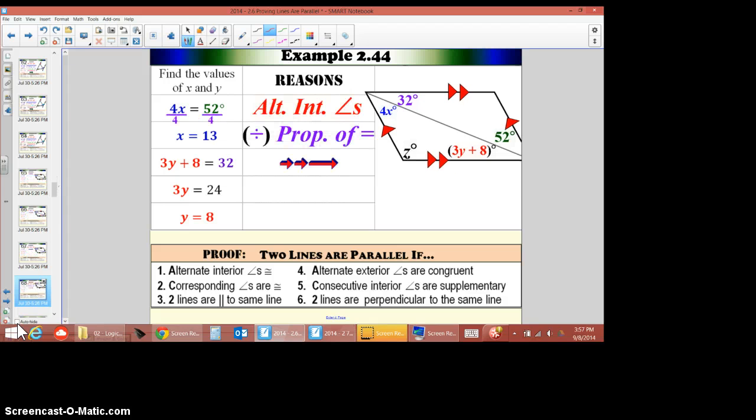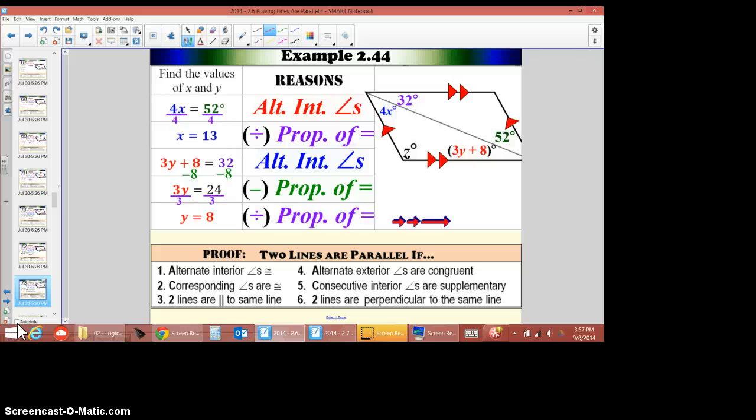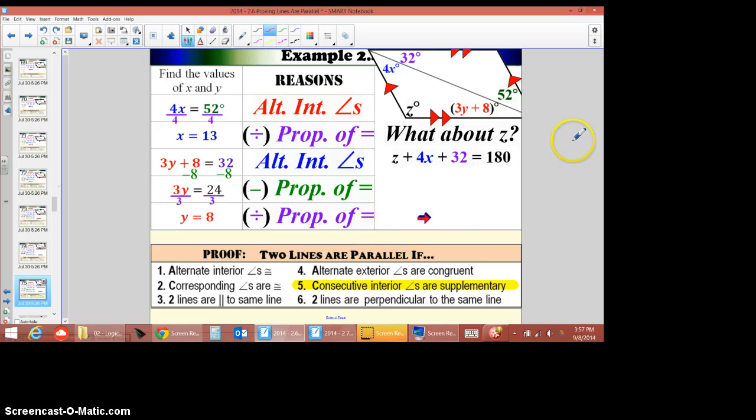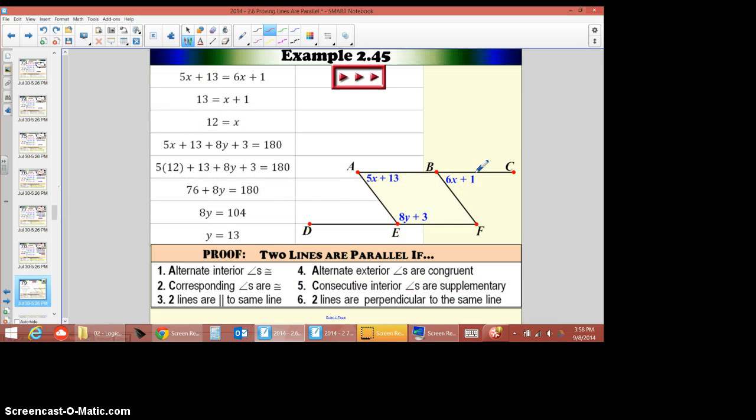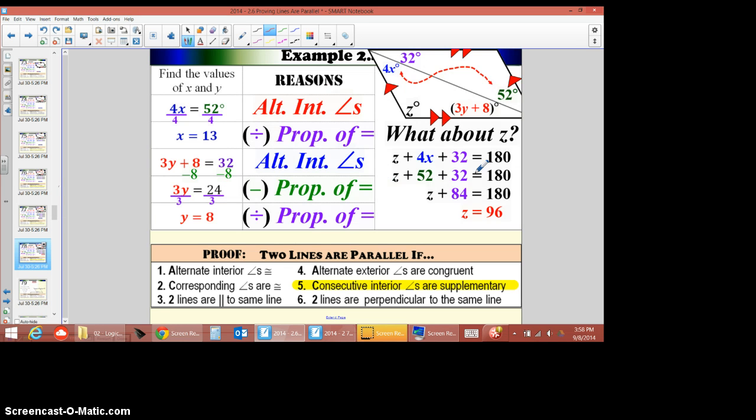Right here we talk about alternate interior angles twice over. Right here we talk about 4x lines up with 52, and 32 lines up with 3y plus 8 very nicely. Talk about what about z. Well, z we can use CIAs with d plus 4 plus 32. All of those angles together makes 180. And we do a little bit of algebra, and we solve it. Feel free to pause them right here if you need to write this down in your notes.